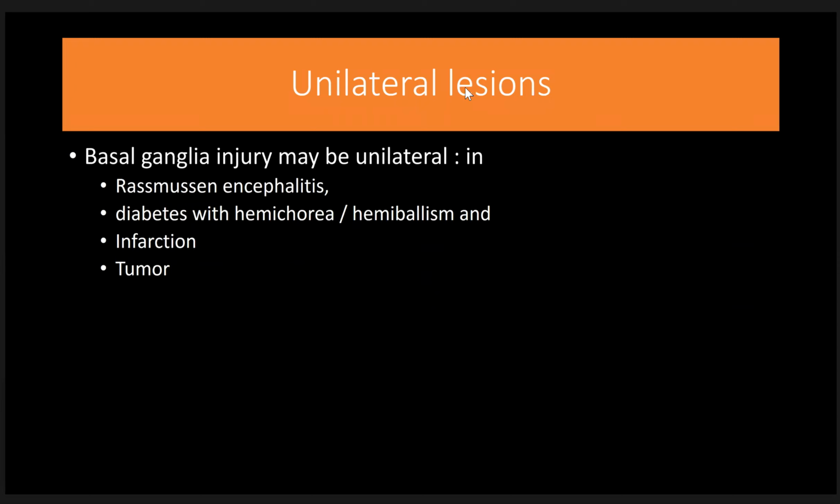Unilateral lesions of the basal ganglia can be due to Rasmussen encephalitis, diabetes with hemichorea-hemiballismus, or infarction or tumor.